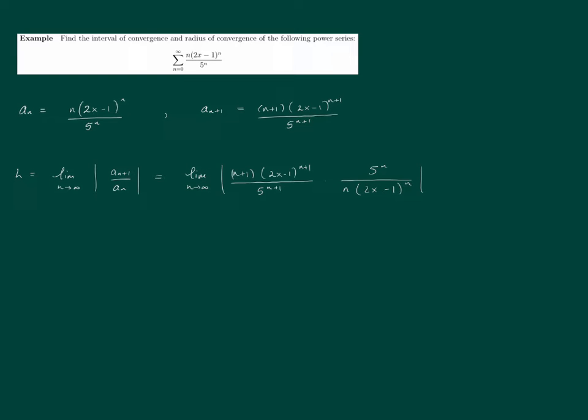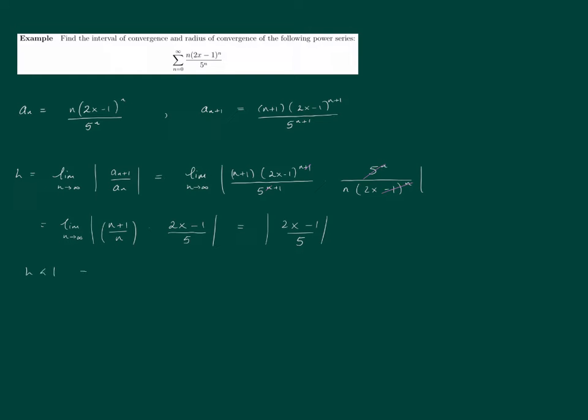Okay, so what cancellations do we get? We can cancel the (2x minus 1)^n with the (2x minus 1)^(n plus 1), and similarly with the 5^n and 5^(n plus 1). And we're just left with the limit of the absolute value of (n plus 1) over n times (2x minus 1) over 5. So the (n plus 1) over n is just going to go to 1, so we'll get this.